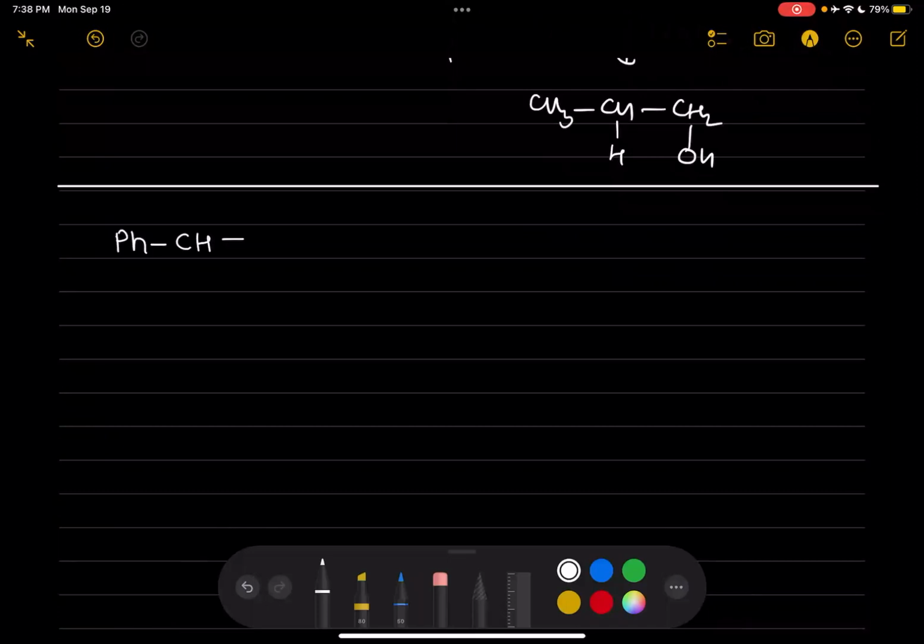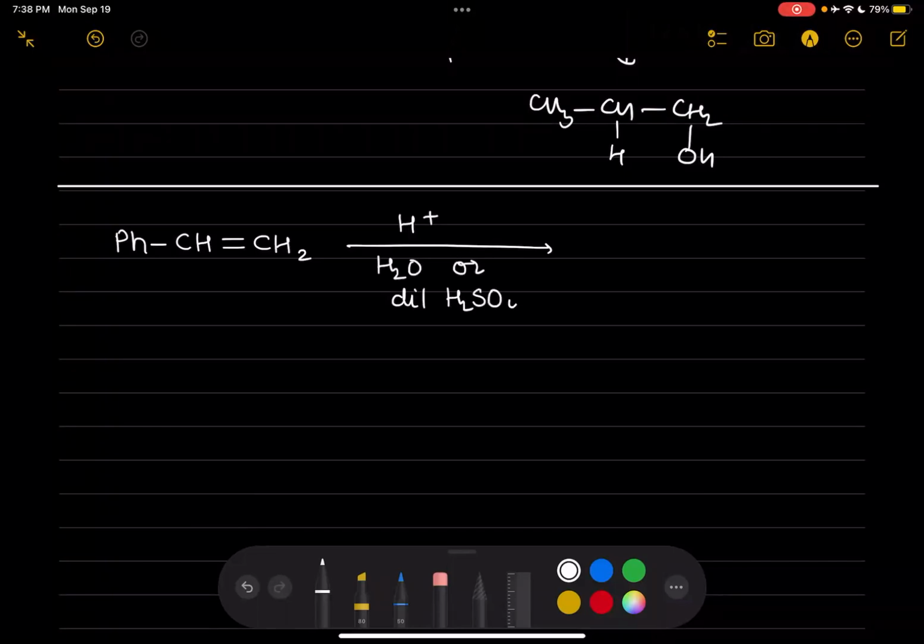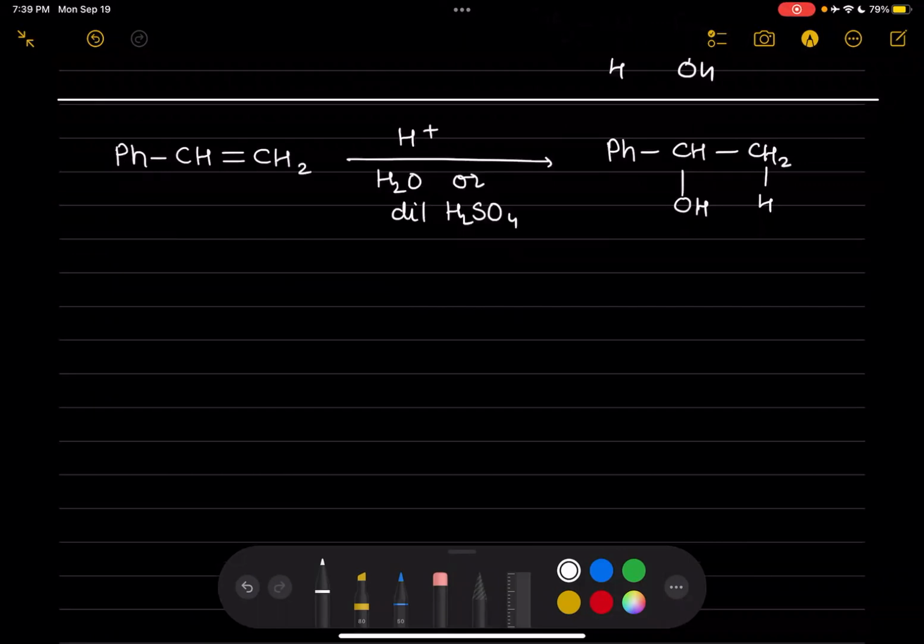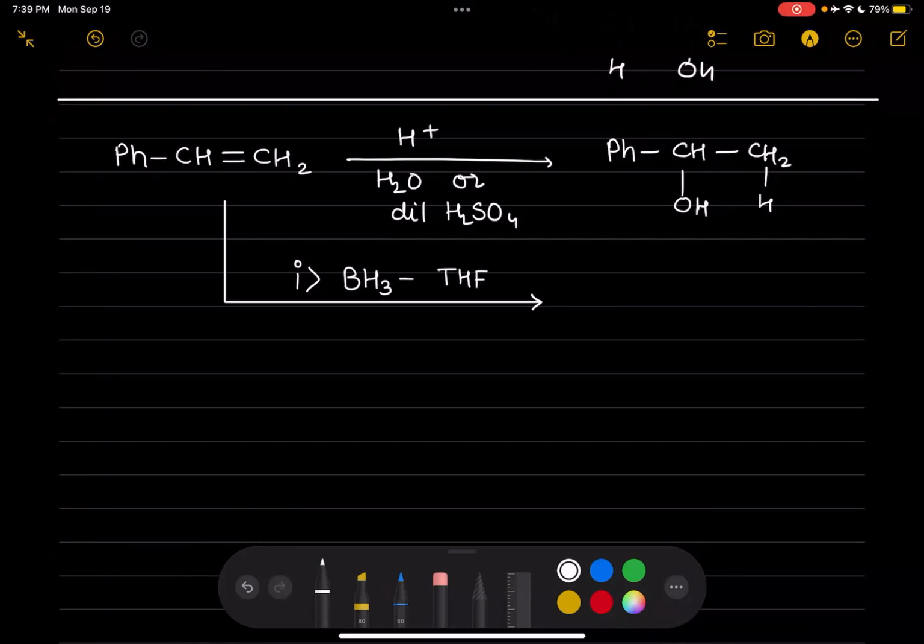So suppose if we take direct H plus and H2O or dilute H2SO4, what are you going to get? You are going to get the addition done in the Markovnikov fashion. And suppose you would have taken BH3, or B2H6 also you can write. But actually BH3 in THF. THF is actually used to make the solution.